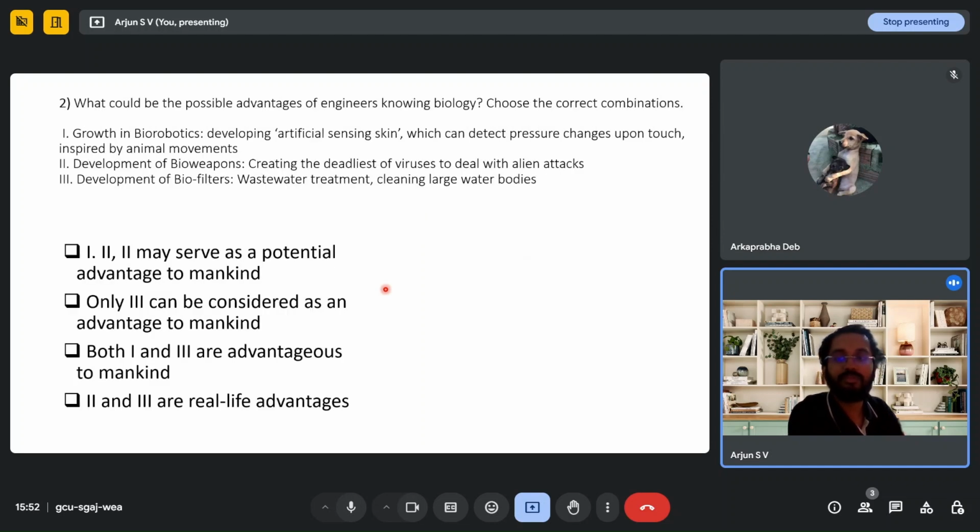So question number two: what could be the possible advantages of engineers knowing biology? Choose the correct combinations. Growth in biorobotics, development of bioweapons, development of biofilters. So here, obviously, except for the bioweapons, that is creating the deadliest of viruses to deal with alien attacks, both the growth in biorobotics as well as the biofilters are advantages. So option 3, that is both 1 and 3 are advantages to mankind, are the correct options.